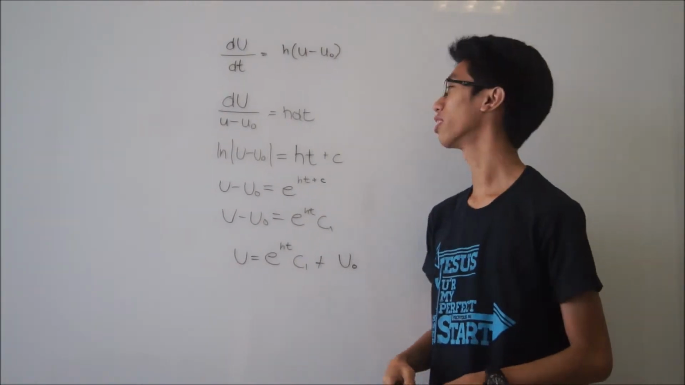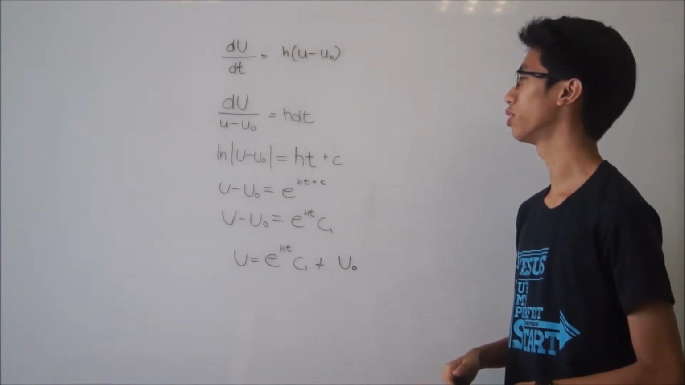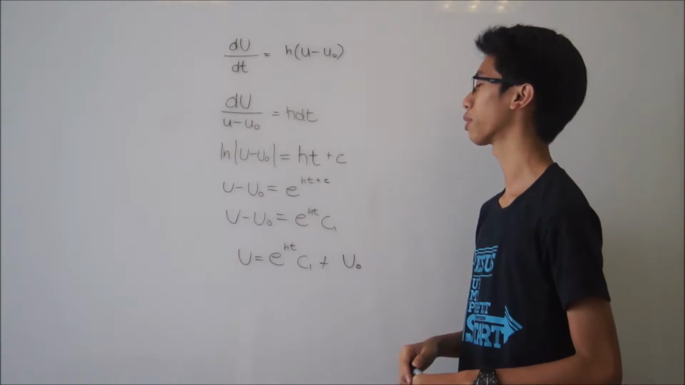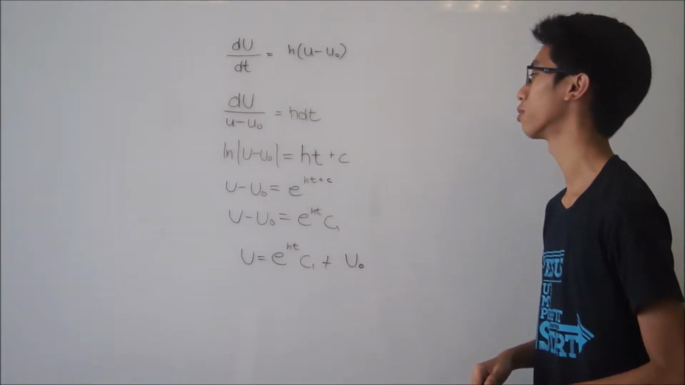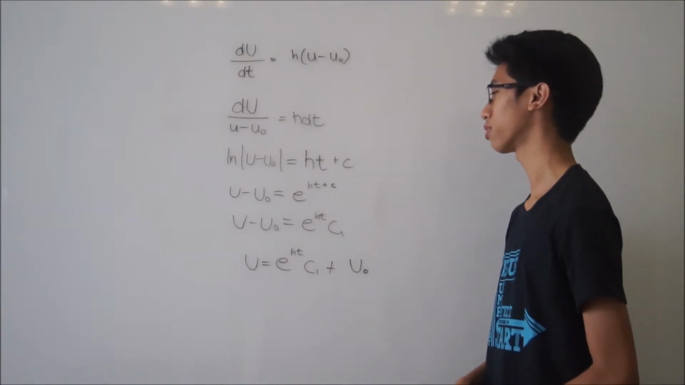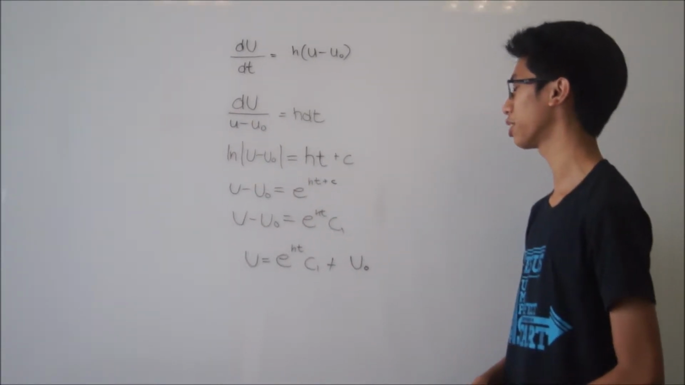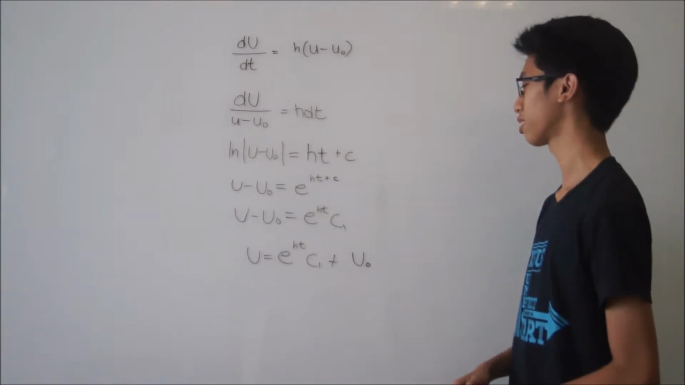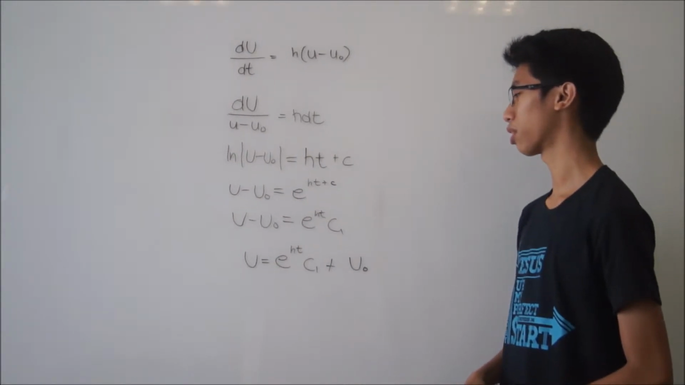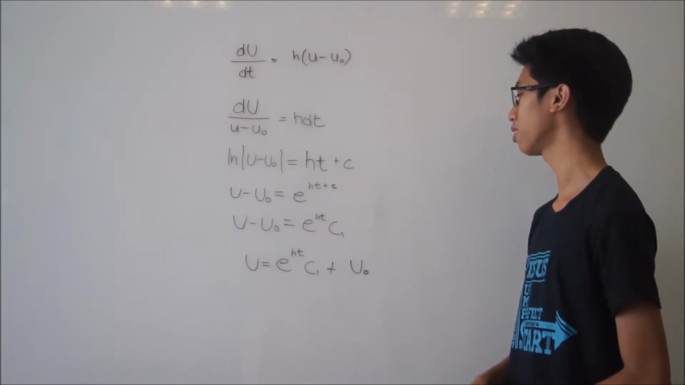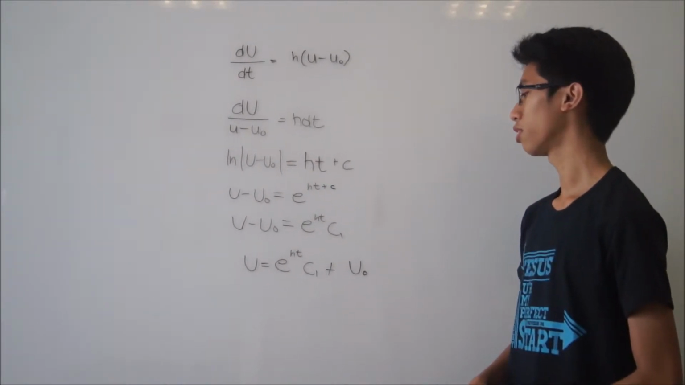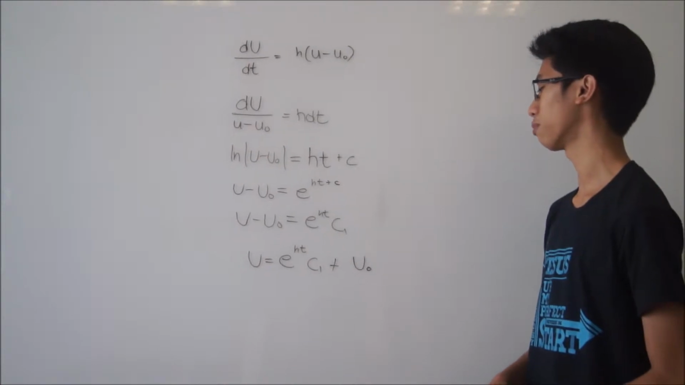Manipulating the differential equation, it will become du over u minus u sub o equals h dt. Then when we integrate both sides, it will become ln quantity u minus u sub 0 equals ht plus c. Raising both sides of the equation to e, it will become u minus u sub 0 equals e raised to ht plus c. Since e raised to c is another arbitrary constant, which we can substitute with c1, it will become u minus u sub 0 equals c1 e raised to ht. Transposing u sub o to the other side, it will become u equals c1 e raised to ht plus u sub 0.